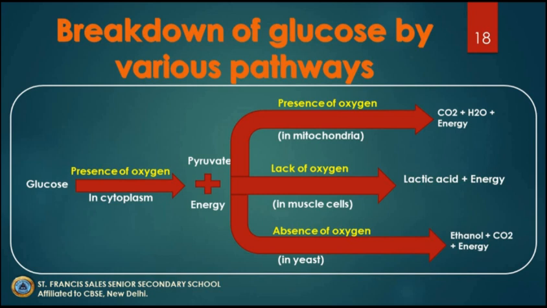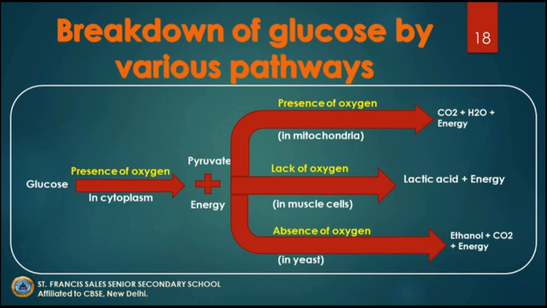That means glucose, the formula C6H12O6, is a 6 carbon molecule. It gets converted into a 3 carbon molecule, that is the pyruvate, and it takes place in cytoplasm. Even in an aerobically respiring organism or an anaerobically respiring organism, the first step takes place only in cytoplasm. Along with pyruvate, a small amount of energy is also released.